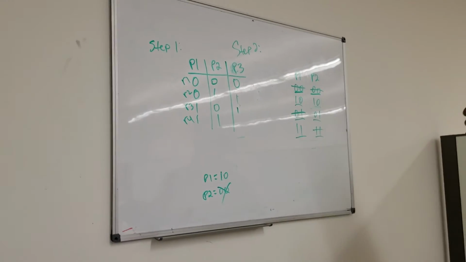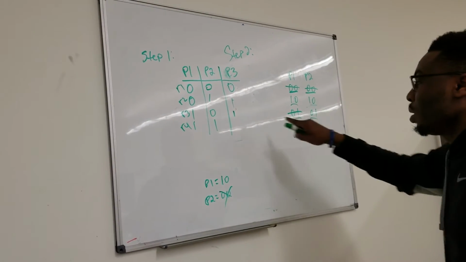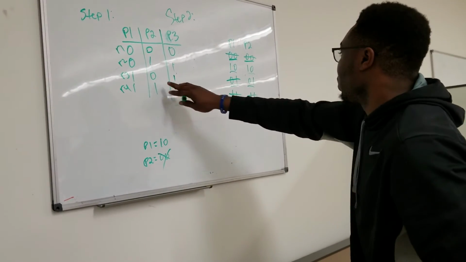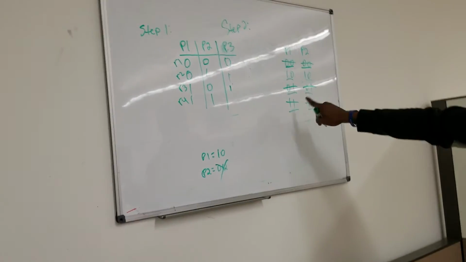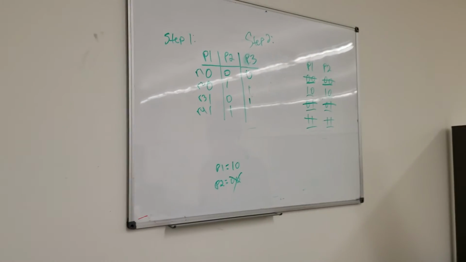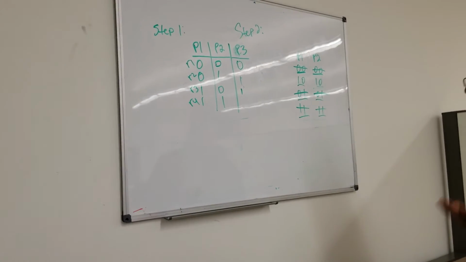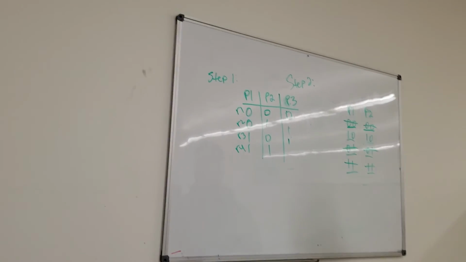1 1. Whatever we choose, we then cross it out. It's 1 1 and 0 1. Okay. All right. So now we look at our last row. We're looking at our last row.